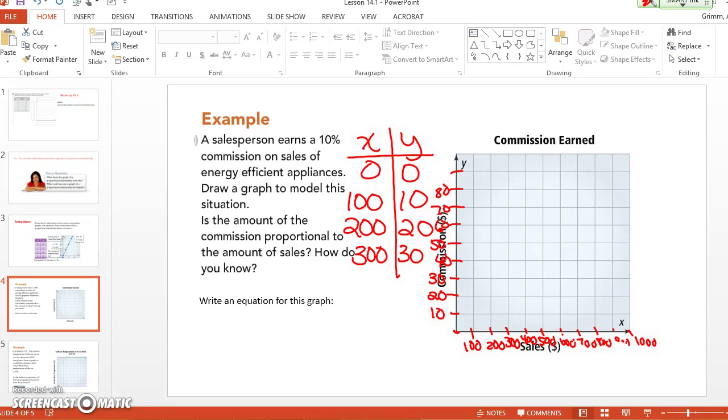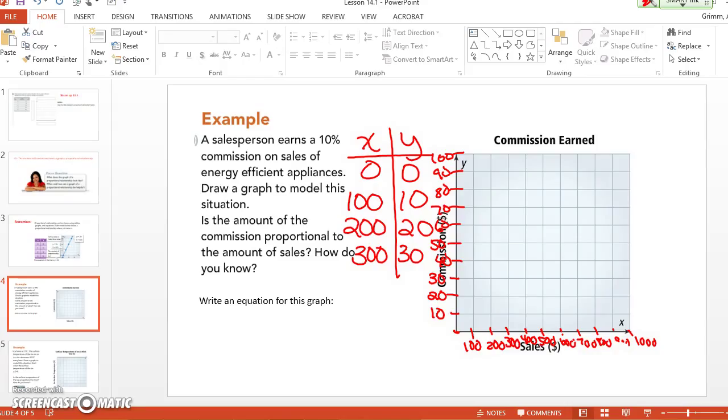Wait, that's not a lot of money. If you have something for like $300, you only get $30. But how many times a week do you think you sell something? Oh yeah. You make a lot of money. All right, so now let's go ahead and graph it.